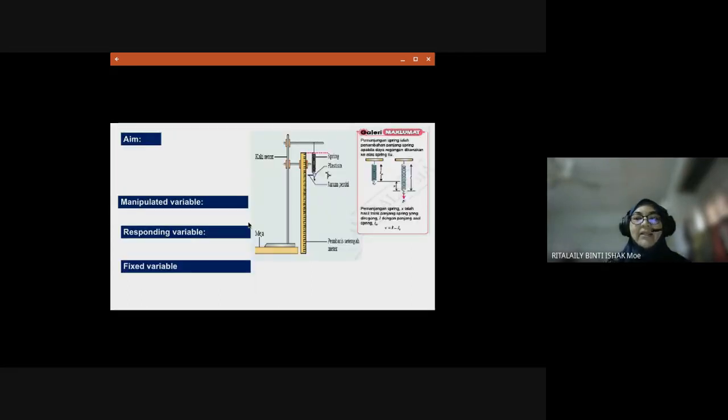And when we do an experiment, other than inference and hypothesis, we also must write the aim of the experiment, and also we need to determine the variables of the experiment. As for the aim of the experiment, what do you think would be the aim, Danushini? How do we write aim for experiment?